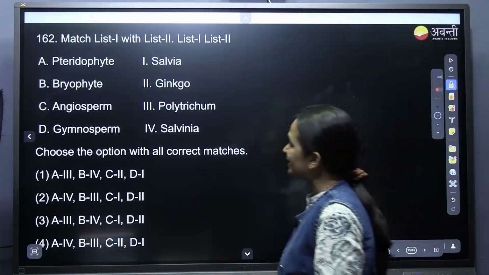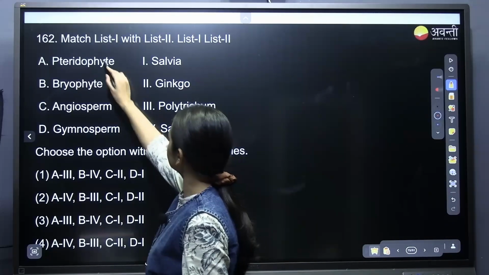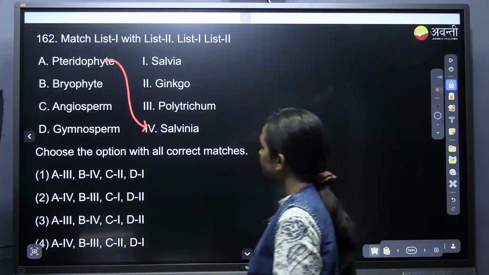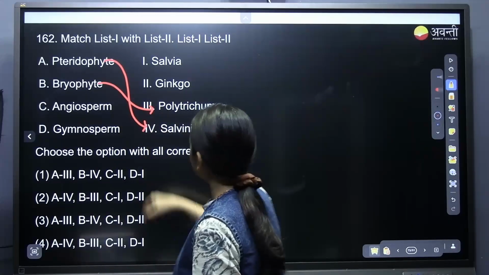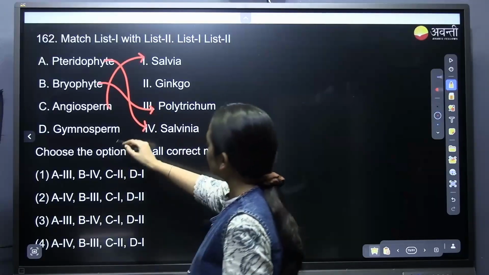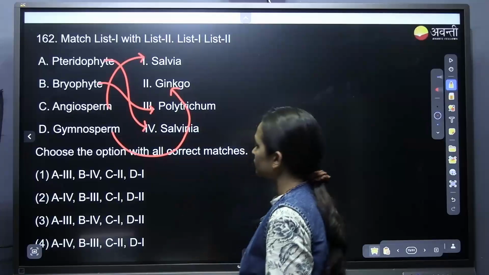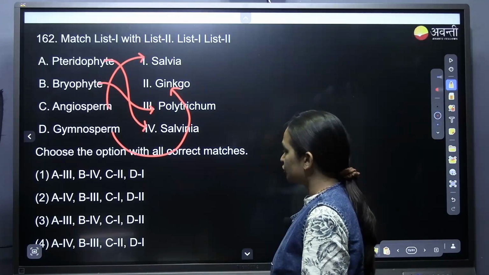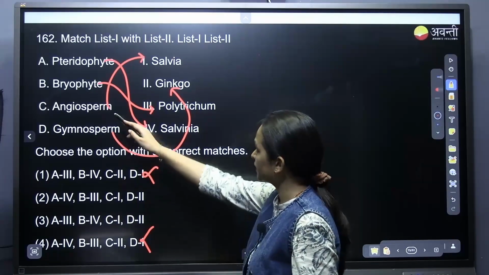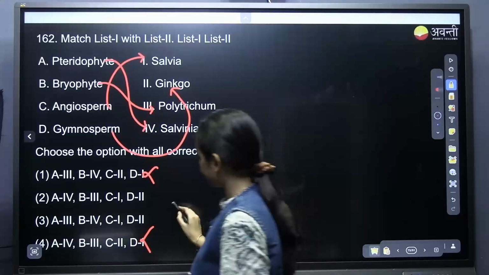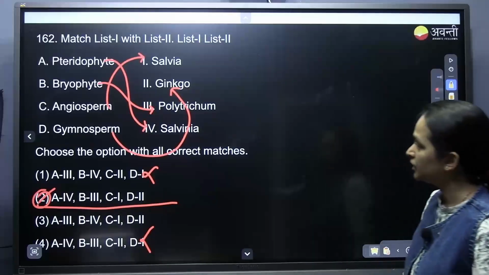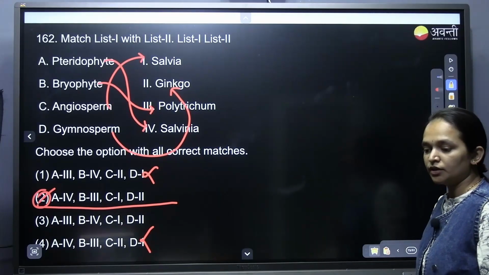Match list 1 and 2. Pteridophyte. Which is a pteridophyte? Salvinia. Bryophyte, Polytrichum. Angiosperm, Salvia. Gymnosperm, Ginkgo. D2, okay. C1. B3. A4, B3, C1 and D2. Okay.